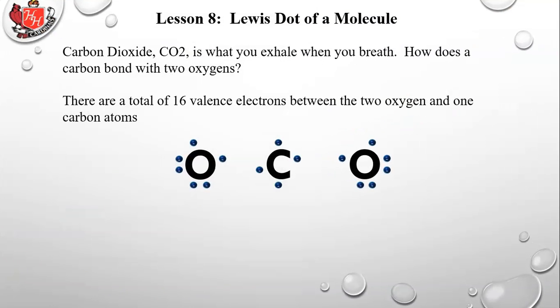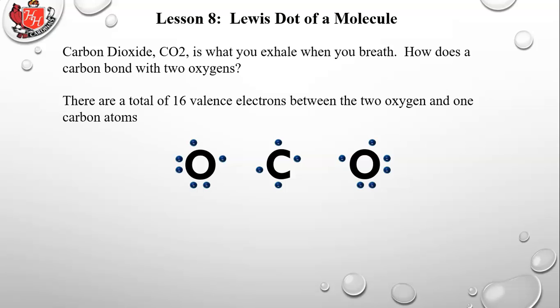So carbon dioxide, CO2, is what you exhale when you breathe. How does a carbon dioxide with two oxygens bond? How does it bond? That should be the question. There are a total of 16 valence electrons, so count them. Oxygen has 6, carbon has 4, and the other oxygen has 6. That's a total of 16 valence electrons between the 2 oxygen and 1 carbon.